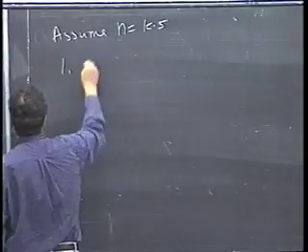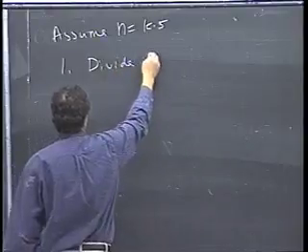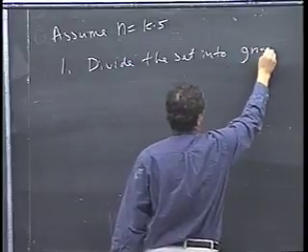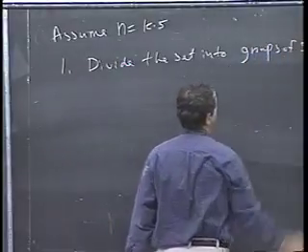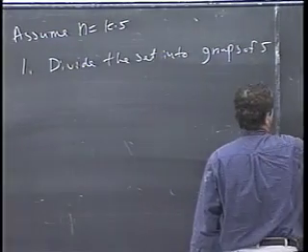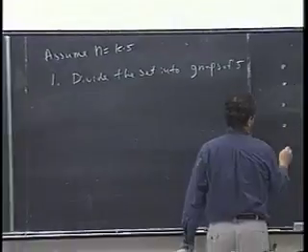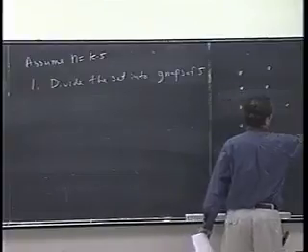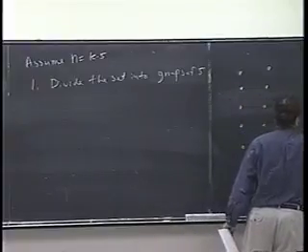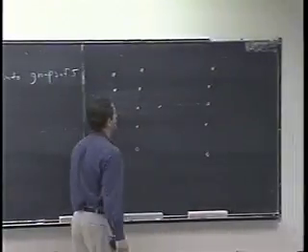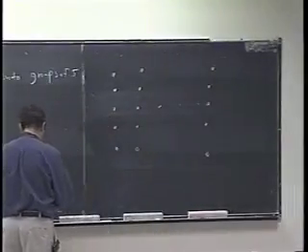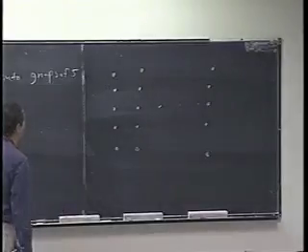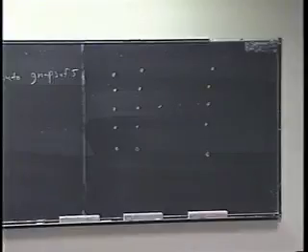So in the first step, what we're going to do is just arbitrarily divide the set into groups of 5 elements. And I'm going to draw this pictorially like this: 1, 2, 3, 4, 5, 1, 2, 3, 4, 5, and so on. So these are groups of 5. Then we're going to find the median of each group of 5.